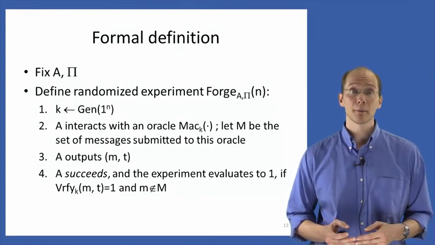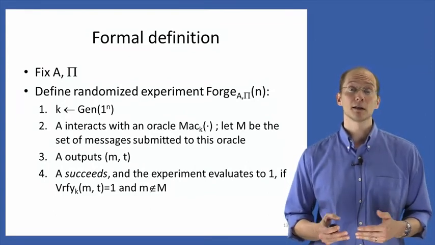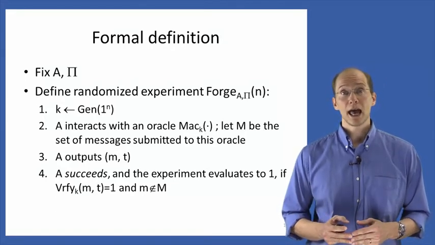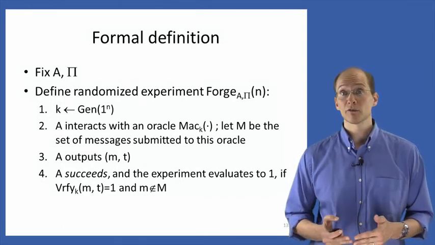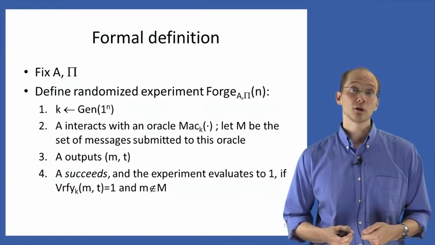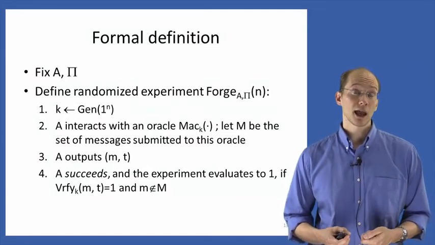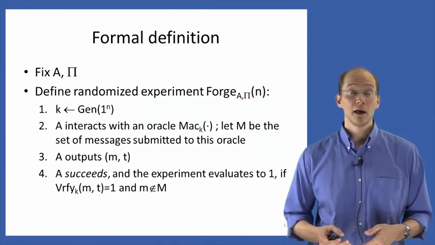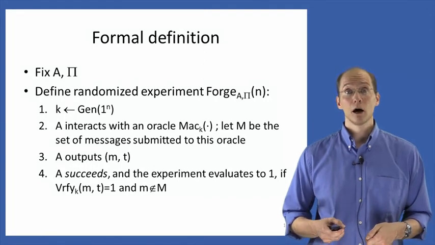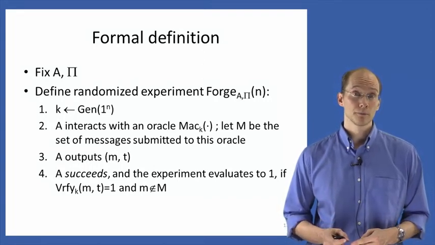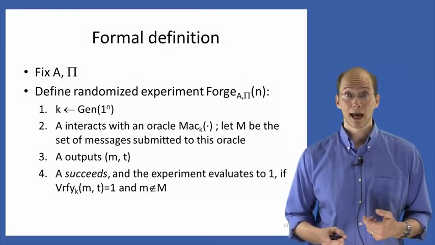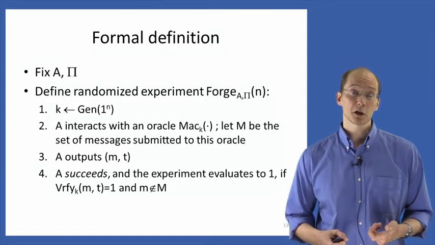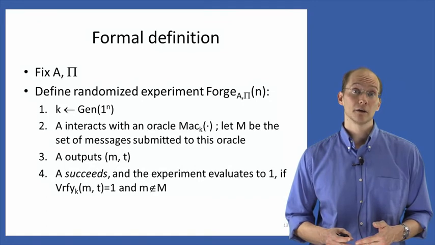We can then let capital M denote the set of messages that the attacker has submitted to this oracle. Finally, A outputs a pair M, T, and we'll say that A succeeds and the experiment evaluates to 1 if and only if the following two conditions hold. So first of all, it should be the case that the tag T output by the attacker is a valid tag on the message M. That is, that verify sub k applied to M, T should output 1. Also, it should be the case that the message M on which the attacker output its tag T should not be equal to one of the messages for which the attacker already requested a tag from its MAC oracle.